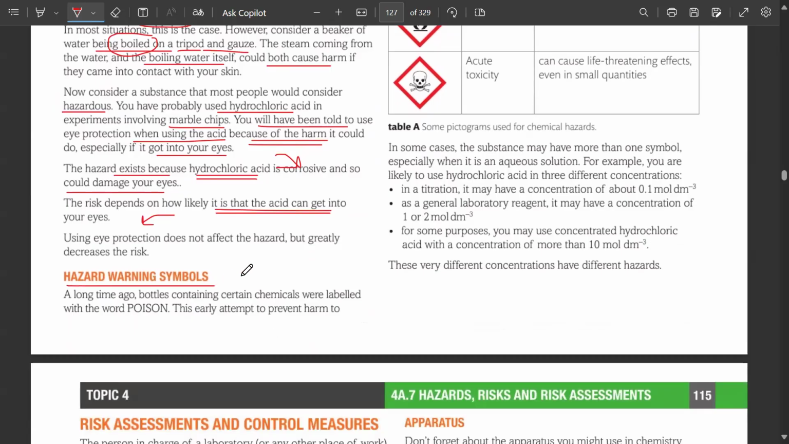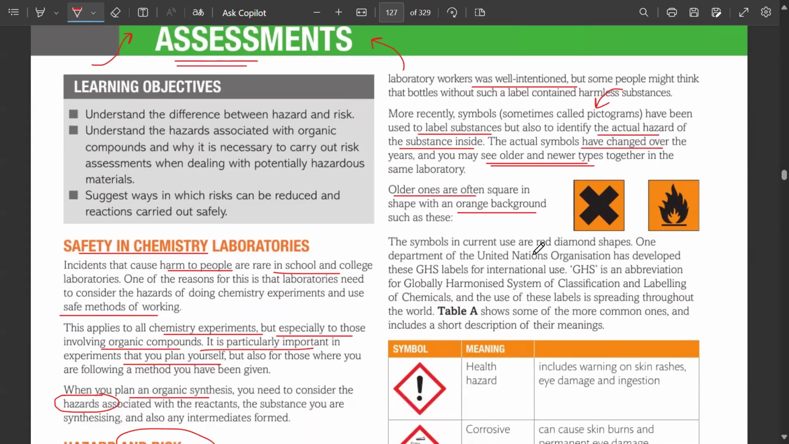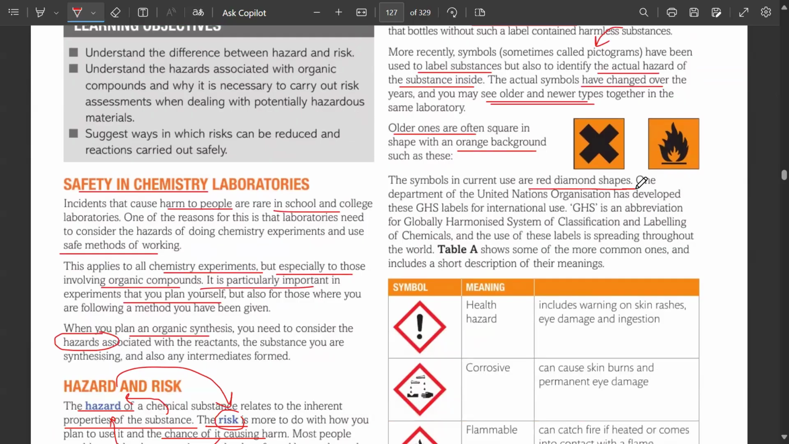So a long time ago, these symbols started to come on bottles, on your laboratory walls, and everywhere. And they had now become very well intentioned, showing what are harmless substances and what are harmful substances. There was proper labeling that was done. For example, pictograms started coming, which have been used to label substances, but also to identify the actual hazard of the substance inside. The actual symbols have changed over the years, and you may see older and newer types together in the same laboratory. Older ones are often square in shape with an orange background, such as these, and the symbols nowadays that are used are the red diamond shapes.